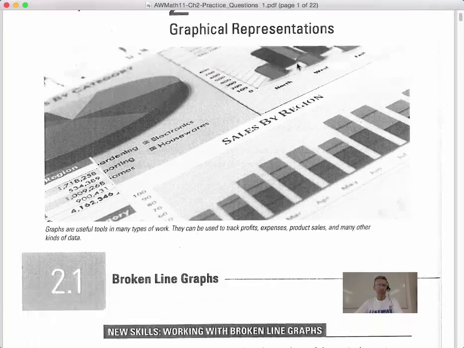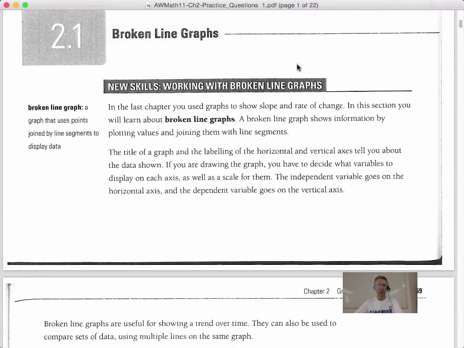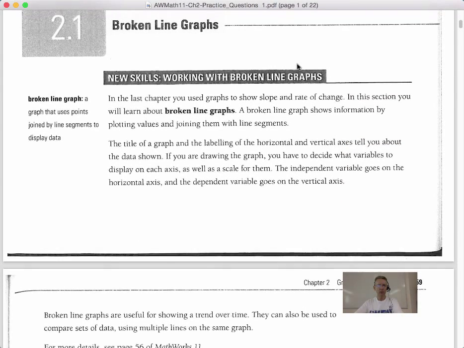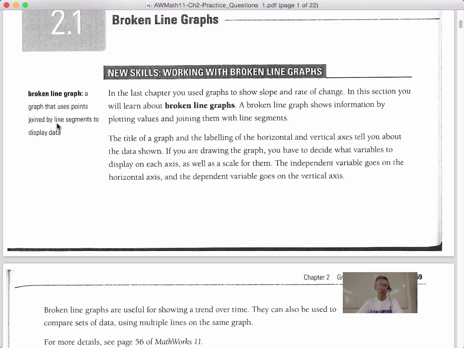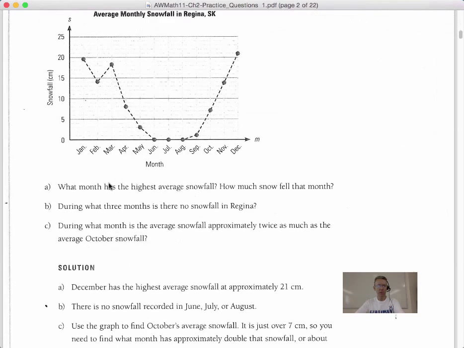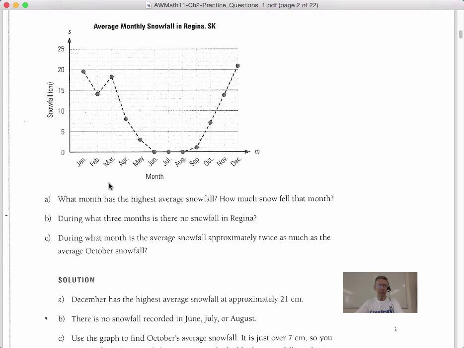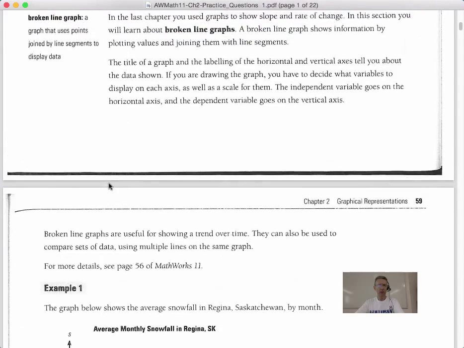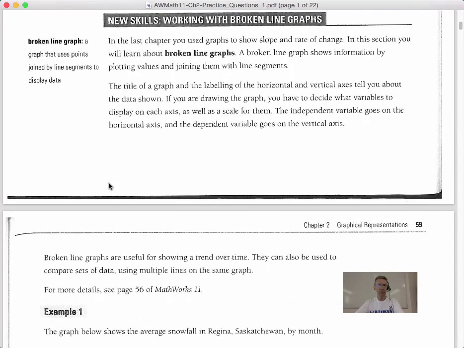We're going to look at broken line graphs. This is just a graph that uses points joined by line segments to display data. So just scrolling down, you can see this is an example of one right here. Okay, so in the last chapter you used graphs to show the slope and the rate of change. In this section you'll learn about broken line graphs that show information by plotting values and joining them with line segments.